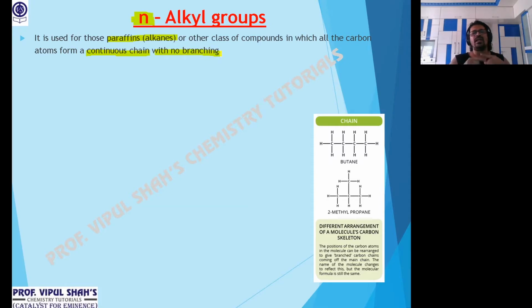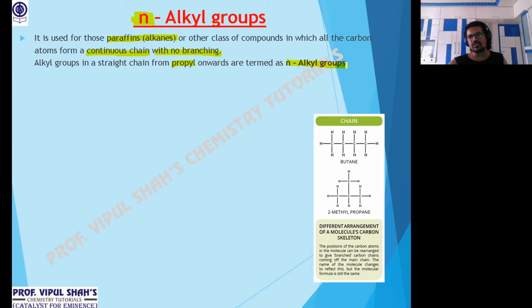Continuous means it can go up, it can go down, but there should be no break in between. In other words, there should be no branch in between. Those alkyl groups which are in a continuous chain without branching are called N-alkyl groups. Now, where does this start from? Observe this. Alkyl groups in a straight chain from propyl are called N-alkyl.